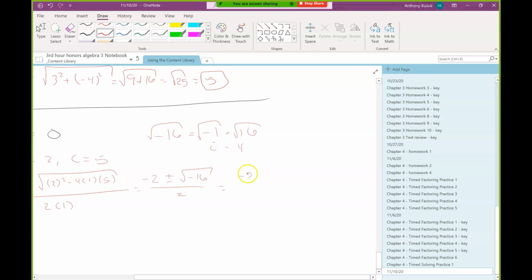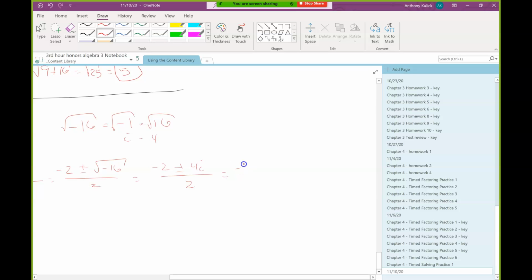And now I can just write this as two separate fractions and reduce. So negative 1 plus or minus 2i. And that's it. Any questions from this? Okay, thanks. We'll stop here. You guys did a great job.